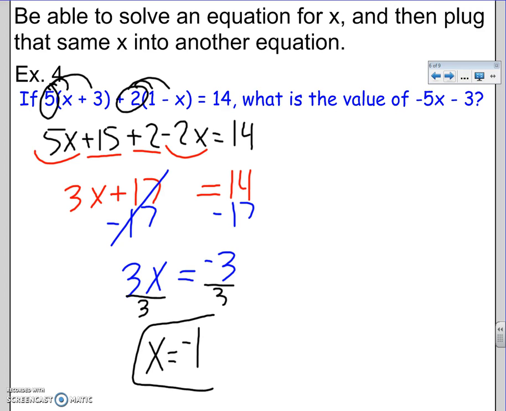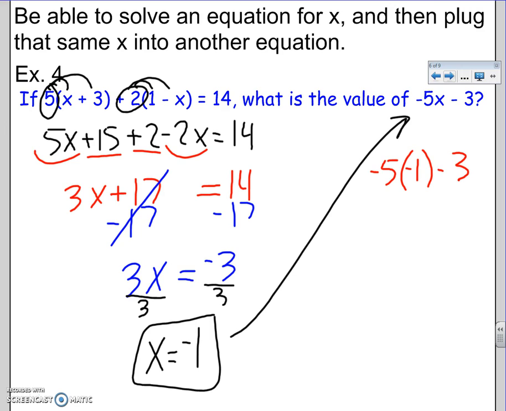Alright, that's my x. Now that I know x, I can answer the second part. I'm going to put this x over here. So, it says, what is negative 5x minus 3? Well, negative 5, I'm plugging in a negative number, so negative 1 in here, minus 3. Simplifying that, PEMDAS basically, multiply. That's positive 5 minus 3. 5 minus 3 is 2. That's my final answer. So I found x on one side, plugged it into the other side, and got my answer.